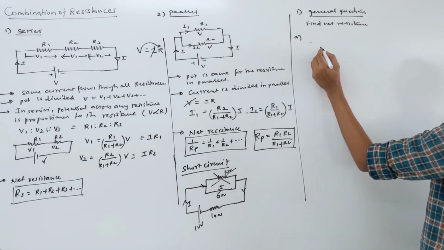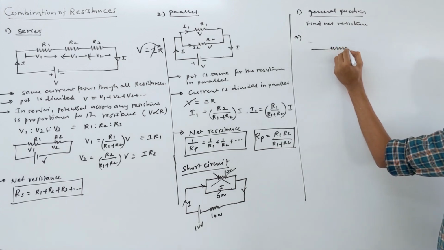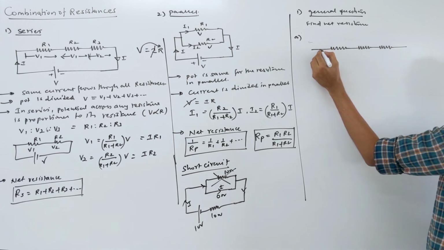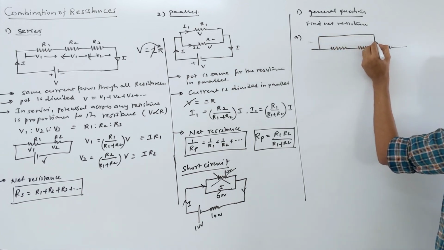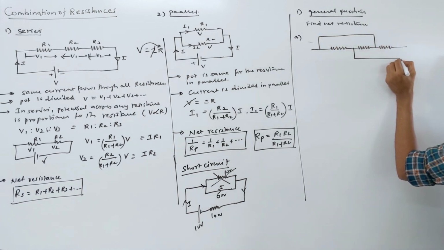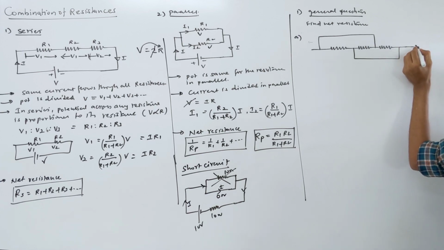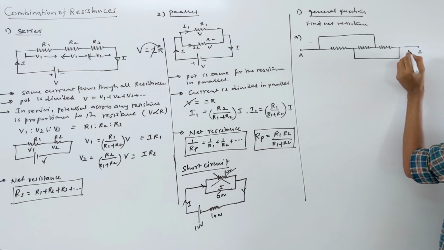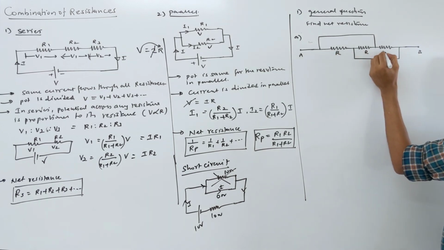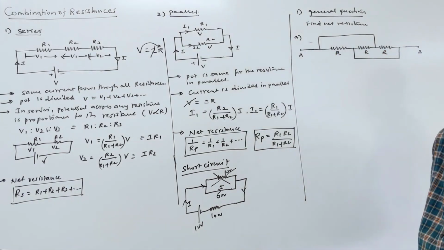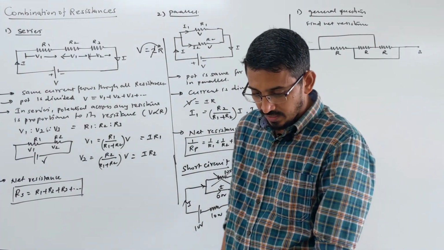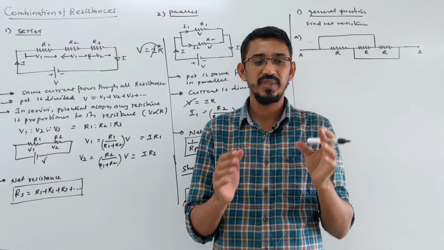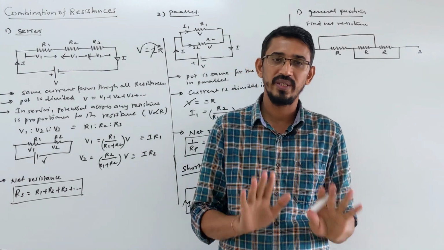So for the first question, suppose this is one resistance, another resistance, another resistance. We have to find the net resistance between terminals A and B. This is resistance R and R. How to identify this? The simple examples I'm not giving you, where generally you can see something in series and something in parallel, you can solve them by yourself.